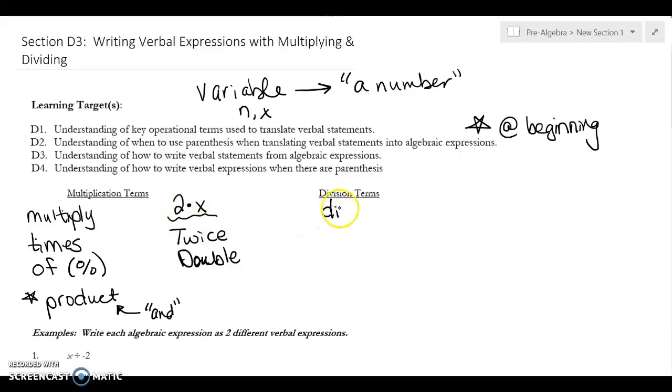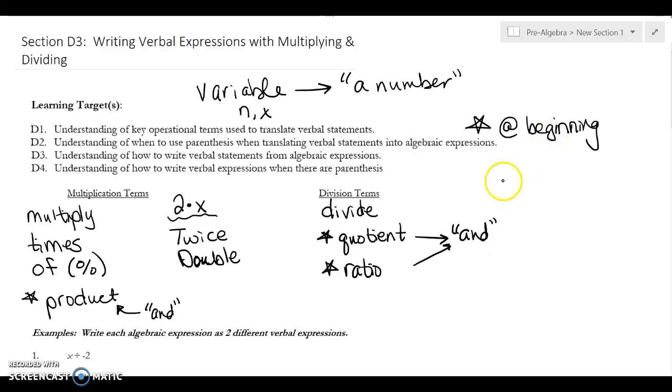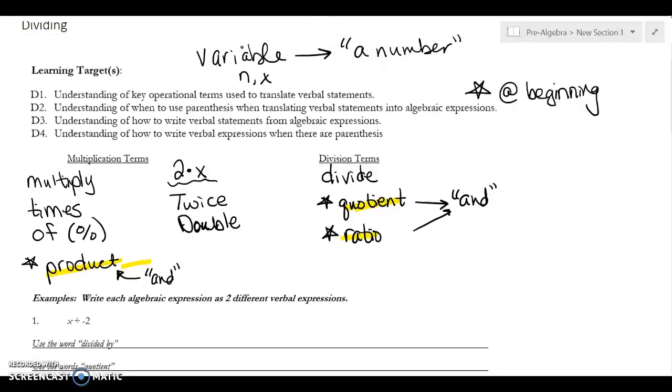Okay, division, there's divide. And that's the main one. And then there's our star word, which is quotient, and ratio. These both use the word and they come at the beginning. That's why it has a star. So I'm going to highlight my 3 words that are the important ones because those are the ones that usually trick people up. And those are quotient, ratio, and product. Okay? All right, so now let's use those words to try and answer some questions.